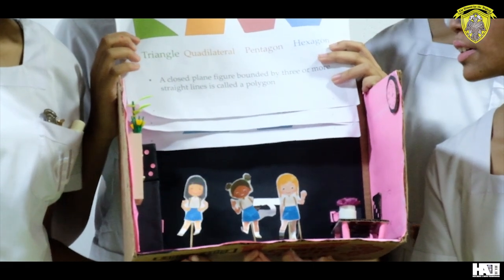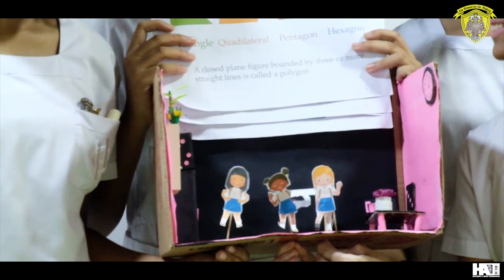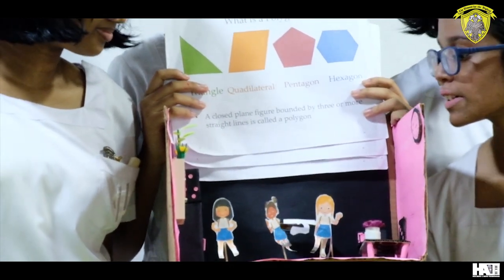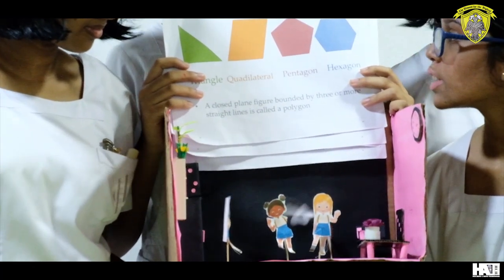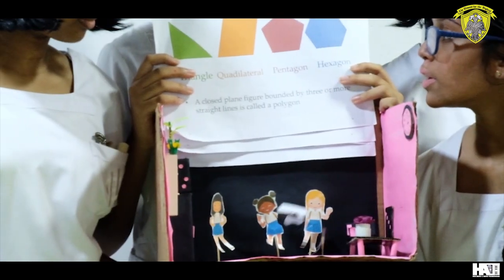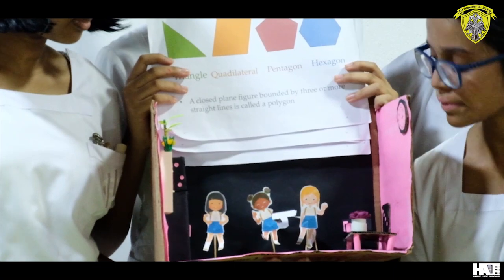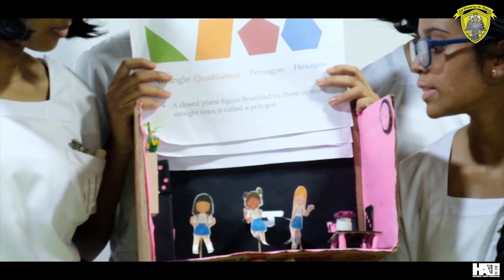Teacher, I can. It's a triangle, quadrilateral, pentagon, and a hexagon. What are the special features of these figures? Oh, teacher, as you can see, all of these figures have straight line segments that do not intersect. Also, all of them are closed plane figures. Correct. A closed plane figure bounded by 3 or more straight lines is called a polygon.